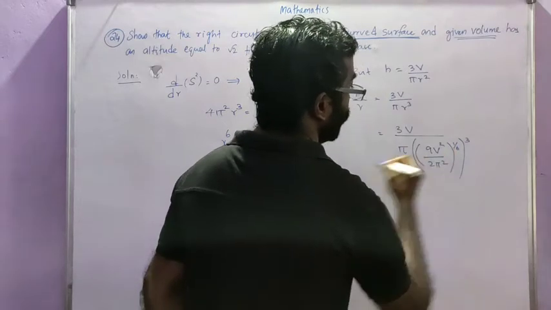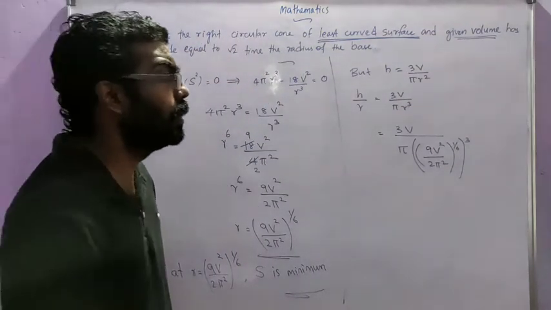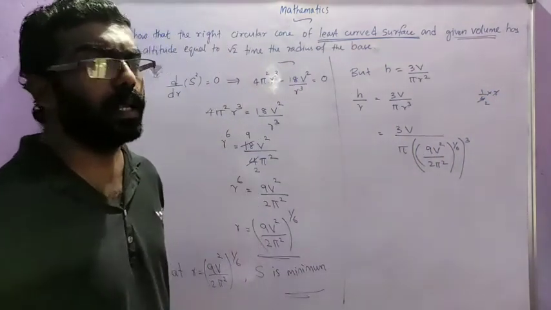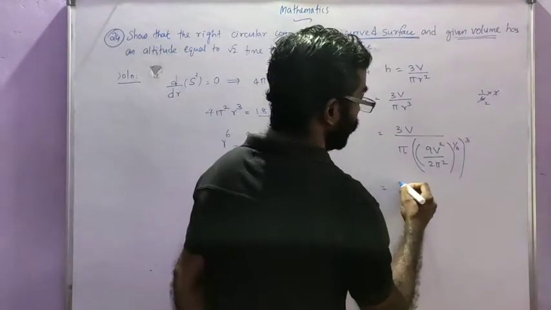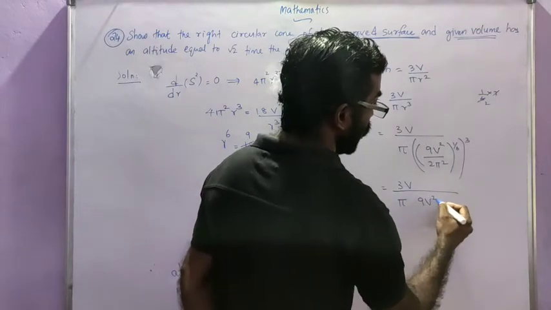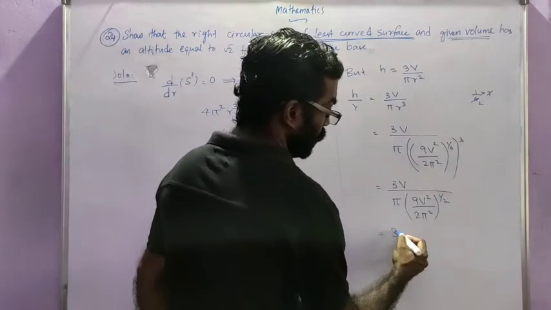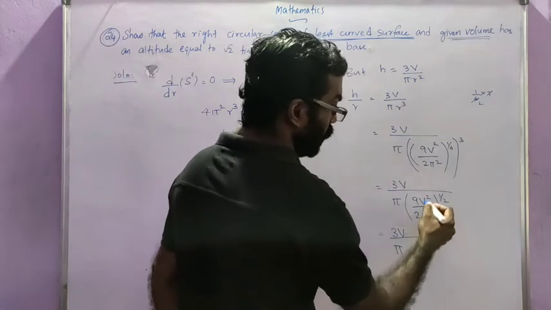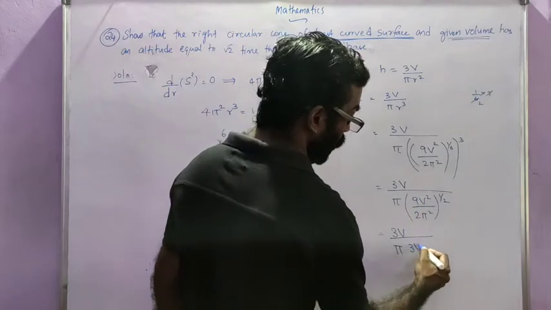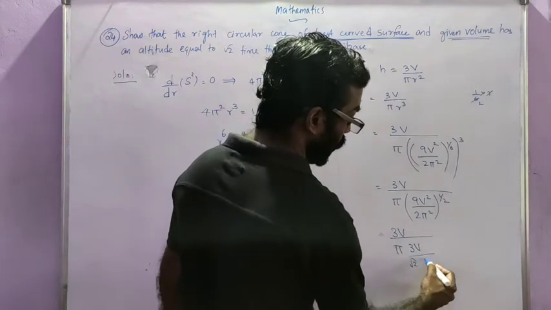the whole cube. 1 by 6 the whole cube can be written as 1 by 2, 1 by 6 into 3, since a power m the whole power n is a power mn. That is 3V divided by pi into 9 V square divided by 2 pi square the whole raised to 1 by 2. So which is equal to 3V divided by pi into 9 V square the whole raised to 1 by 2. That means square root of this term, 3V divided by 2 pi square, root of 2 pi square, that is root 2 pi.